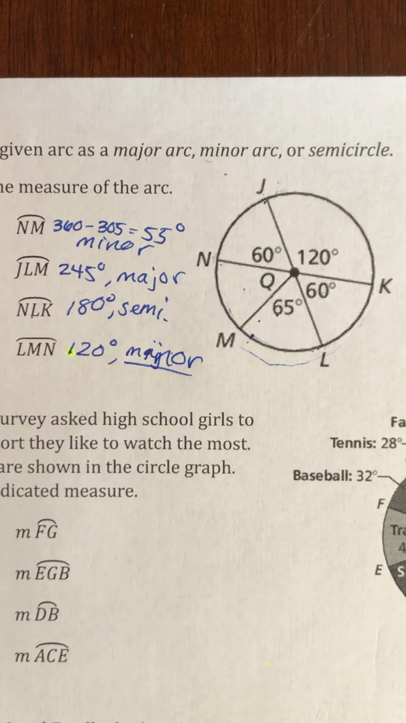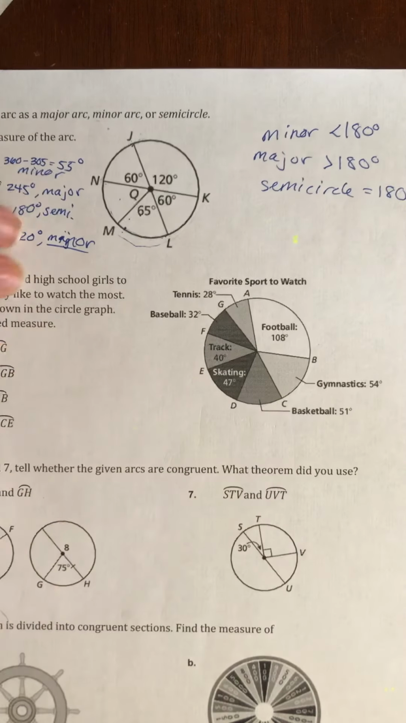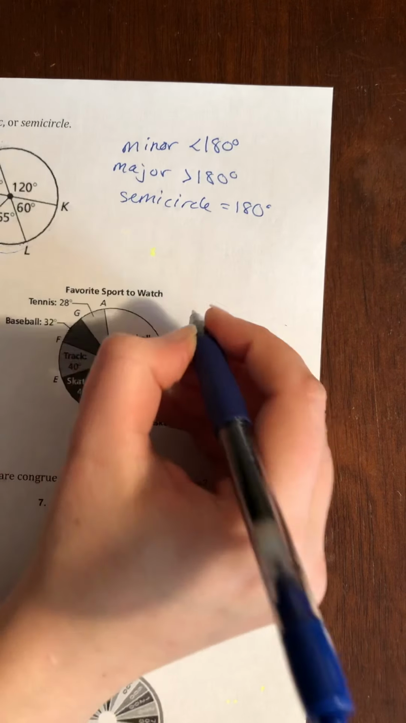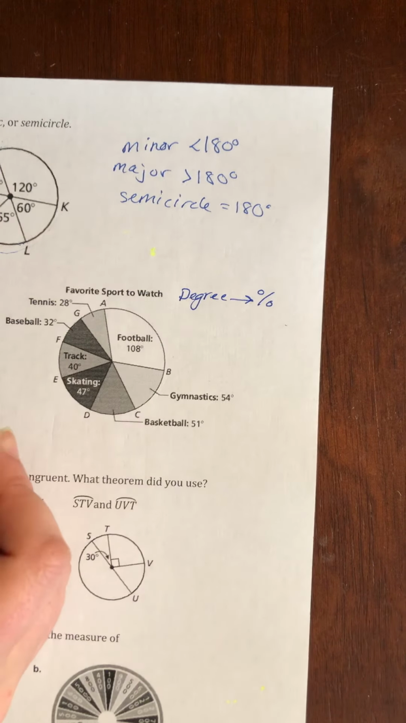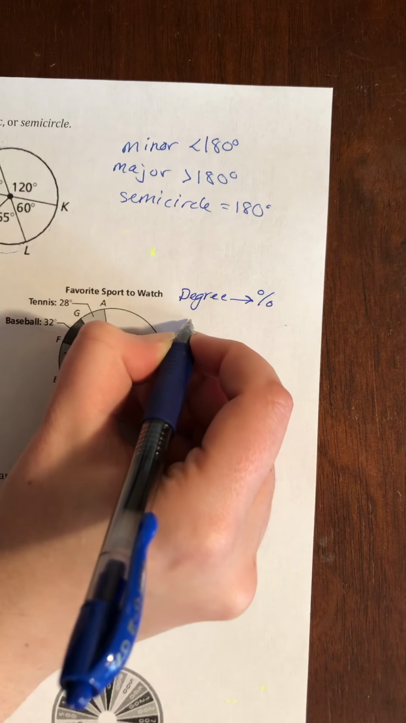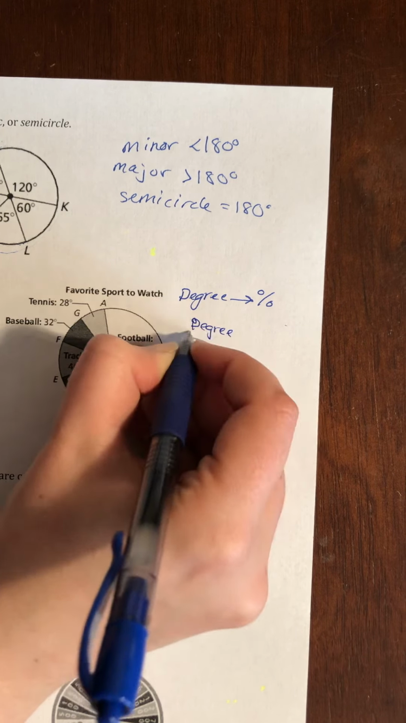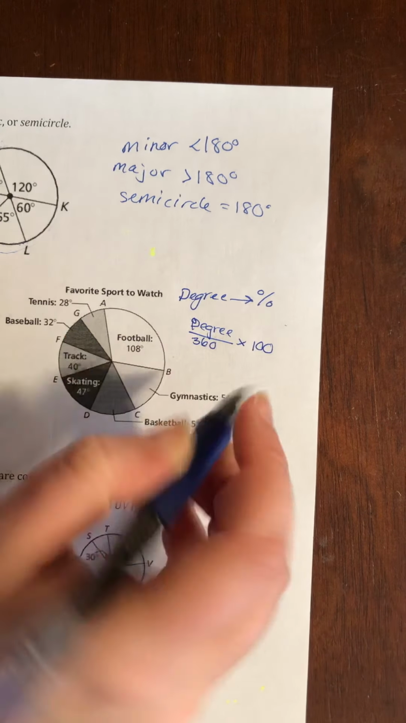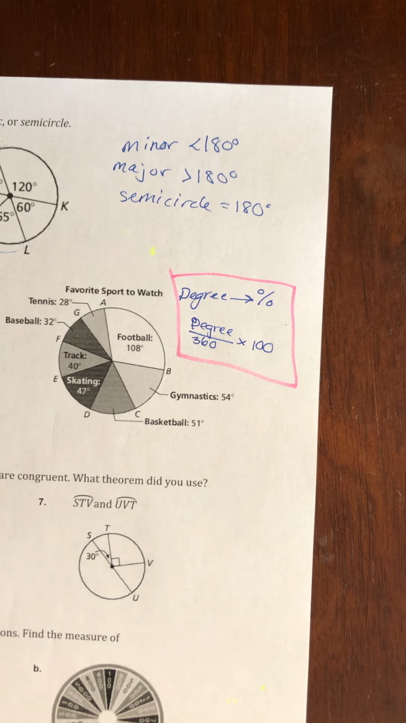All right. The next thing we're going to do, I'm given a pie chart with degrees, and I actually want percentages. So before we went from percentage to degree, now we're going to go from degree to percent. So what are we going to do? We're going to take the degree, divide by 360, and then multiply by 100. That is the formula we're going to work with. That's going to give us our percentage.